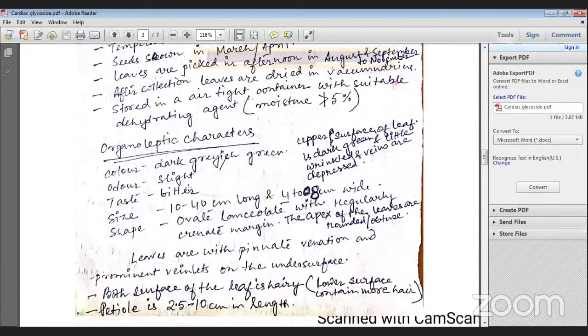Next are the organoleptic characters. The leaves are mainly 10 to 40 centimeters long, somewhat longer than normal leaves. The shape is ovate-lanceolate, and the color is dark grayish green. Taste is bitter. The leaves can be identified by the presence of wrinkles and veins which are depressed in nature. This can be easily identified from other plant leaves.